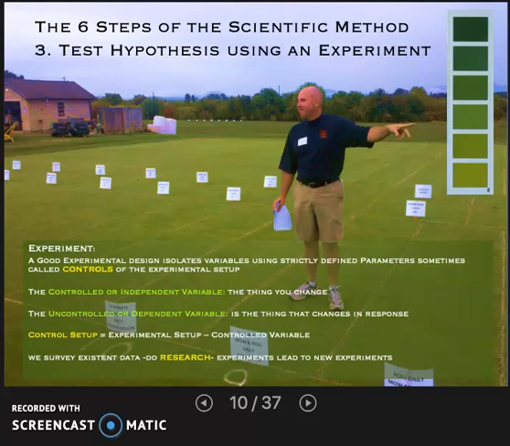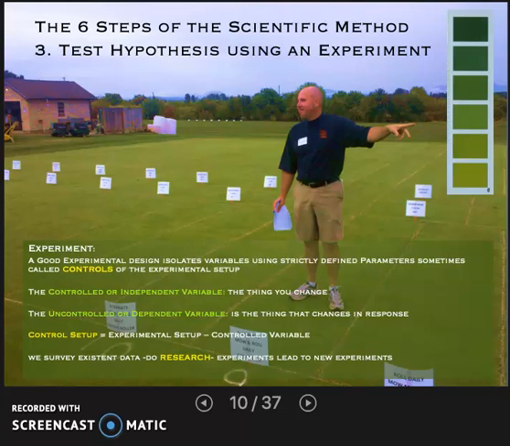Now, experiments lead to other experiments. But before you do your experiment, guess what? You should do some research, because there's a really good chance that one of the millions of other scientists or farmers have done this experiment already, and you can find out exactly what you want to know.